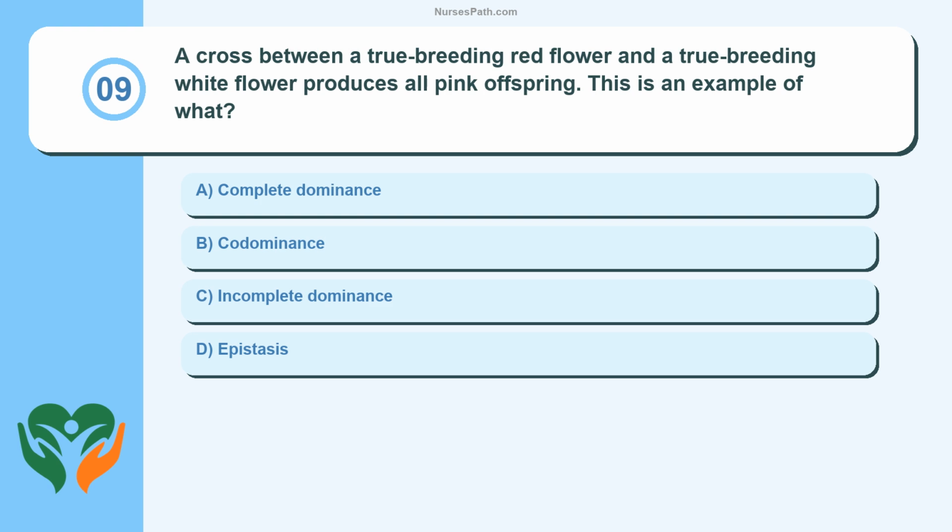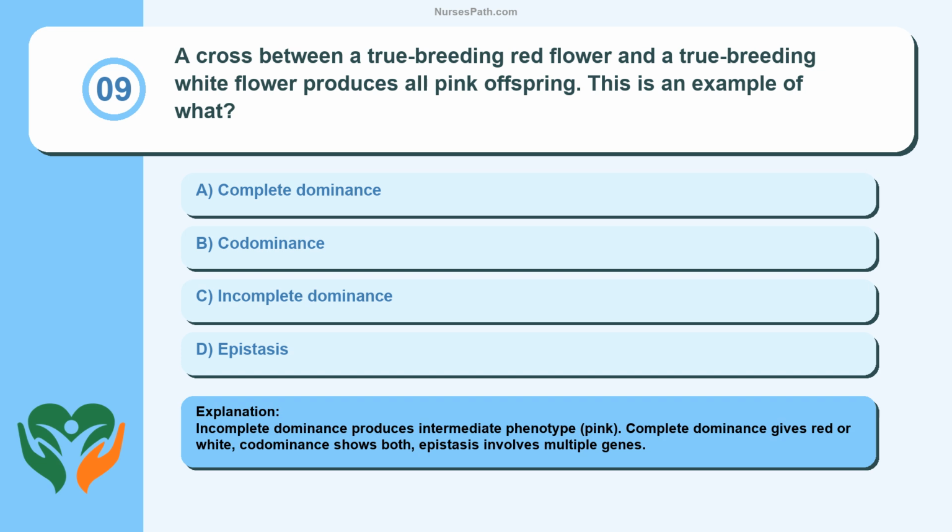Question 9. A cross between a true-breeding red flower and a true-breeding white flower produces all pink offspring. This is an example of what? Complete dominance. Codominance. Incomplete dominance. Epistasis. Incomplete dominance produces an intermediate phenotype, pink. Complete dominance gives red or white, codominance shows both, and epistasis involves multiple genes.